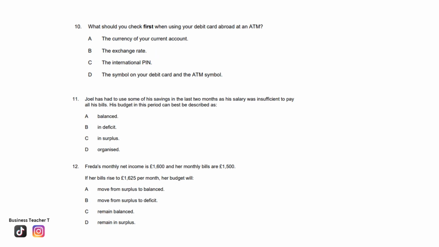Next question, what should you check first when using your debit card abroad at an ATM? A. The currency of your current account. B. The exchange rate. C. The international PIN. Or D. The symbol on your debit card and the ATM symbol.